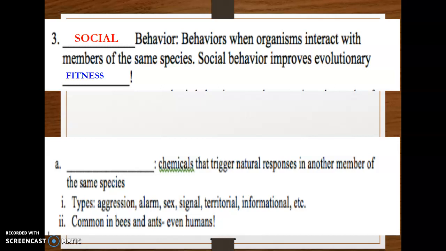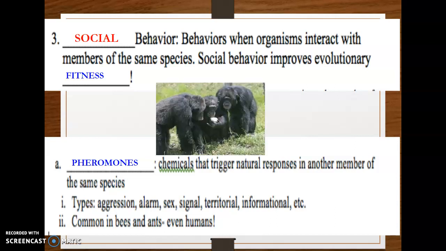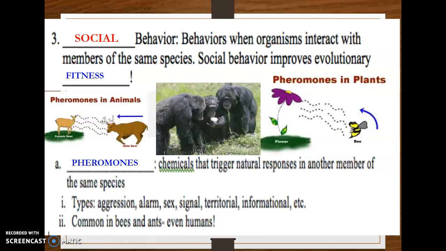When dealing with members of the same species, we release these chemicals called pheromones that trigger natural responses. Humans release pheromones and other organisms release pheromones, and the type of pheromone can signal whether this is going to be an act of aggression, if you're alarmed, for sex, for territory, or for information. Bees and ants, humans, primates, we all do this. We all release this chemical, and this could be one way that we communicate with one another.